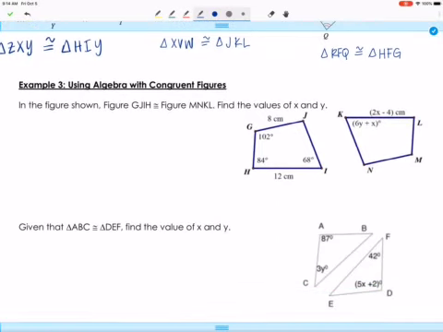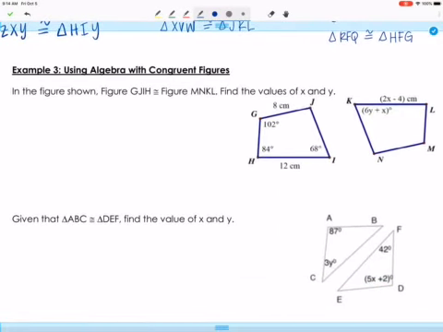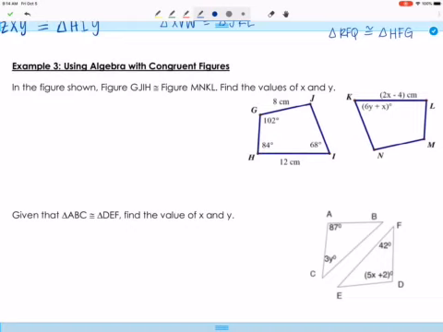All right, applying a little bit of that to some algebra review. So it says in the figure shown, GJIH is congruent to MNKL. Find the values of both X and Y. So when you look at your picture, one of the first things I notice is that I can't use this expression right now because it has both a missing x and a missing y. Those are too many variables to solve for at once.